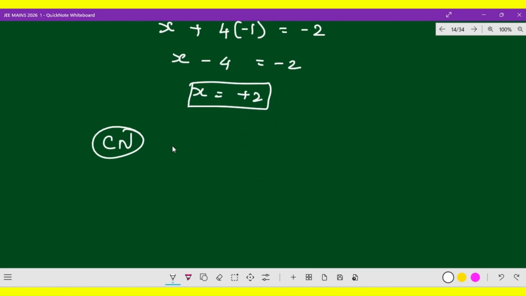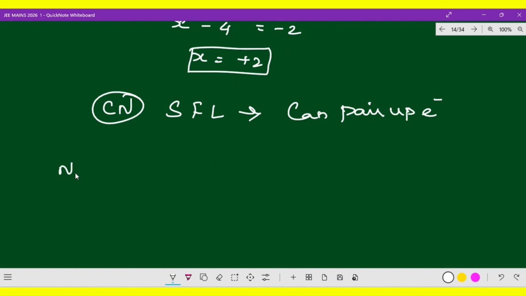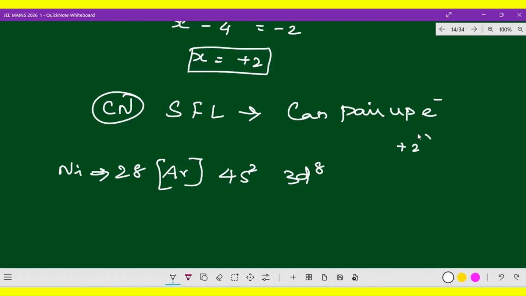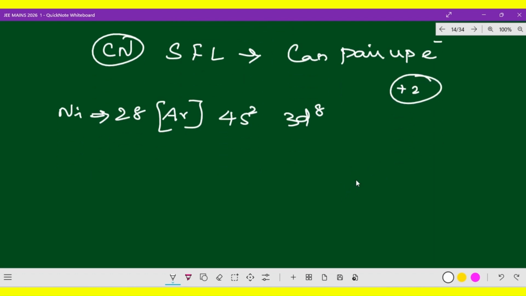Why do we go for it? Because a strong field ligand can pair up electrons. Now let us check with nickel. It is atomic number 28, argon 4s2 3d8. The two electrons will be removed because the oxidation state is +2. So it can pair up electrons.